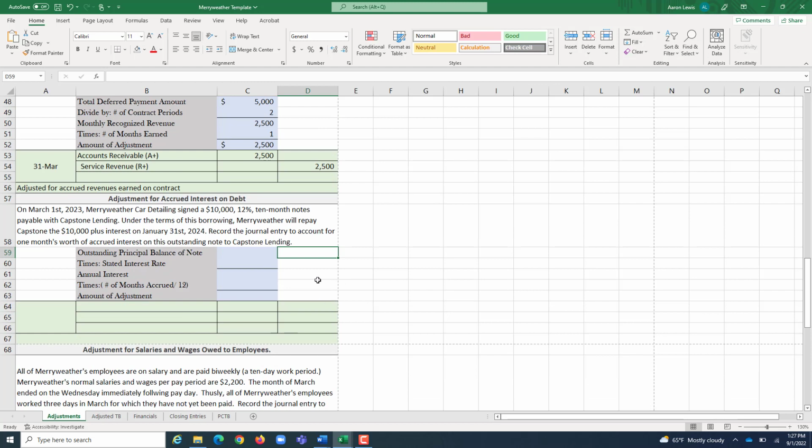Anybody who has debt, which is pretty much every business, is always going to have to make an adjustment for the amount of interest which is accrued on the debt at the time that you are preparing your books to make financial statements. On March 31st of 2023, Meriwether Car Detailing is going to sign a $10,000 12% 10 months note payable with Capstone Lending. Under the terms of this borrowing, Meriwether is going to repay the entire $10,000 they borrowed plus all accumulated interest on January 31st of 2024, which is 10 months from the day that we signed it. This is common for business loans.